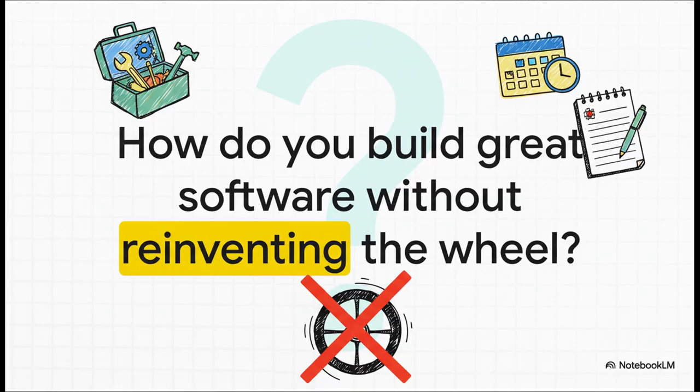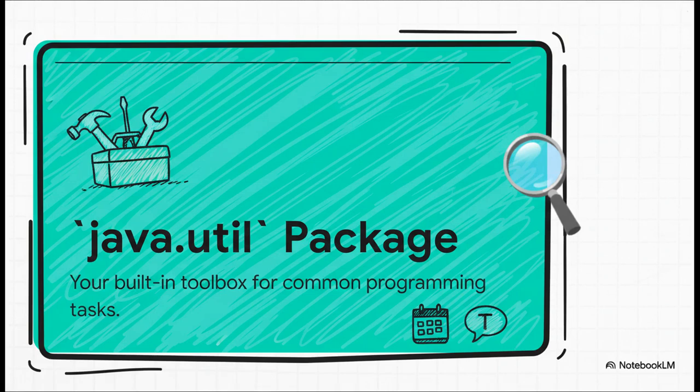Think about it for a second. Almost every program you write needs to do common stuff, right? Like handling dates, reading user input, or just formatting some text. Imagine having to write that code from scratch every single time. It would be a huge waste of time. So how do we get around that? Well, the answer is pretty simple. You use a good toolbox. And the beautiful thing is, Java gives you one right out of the box.